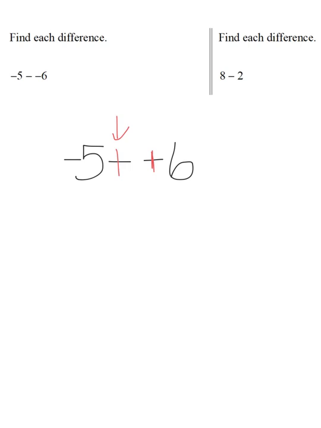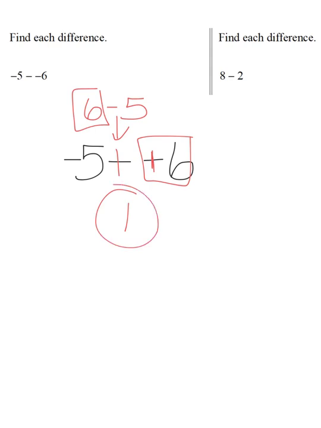So now I go to our addition rules. My signs are different, so therefore I'm going to subtract. I'm going to think the biggest absolute value is 6. I'm going to take away the smallest one, which is 5. Okay, 6 minus 5 is 1. Now I look at that biggest number, the 6. It was positive, so my answer is +1.